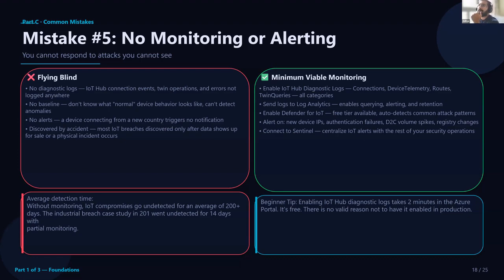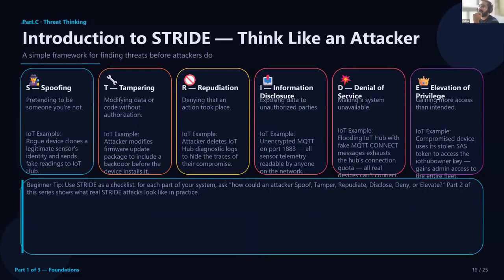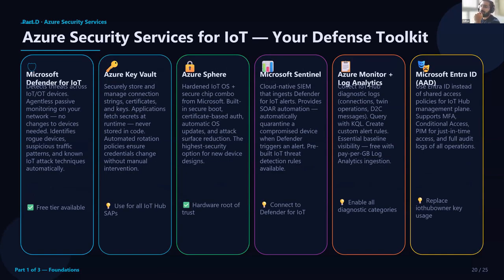Okay, so STRIDE, how you can think about the attacks? Basically, you can use STRIDE: spoofing, tampering, repudiation, information disclosure, DoS, and elevation of privilege. Okay, so these are some of the security services for IoT, kind of a different toolkit, I would say.